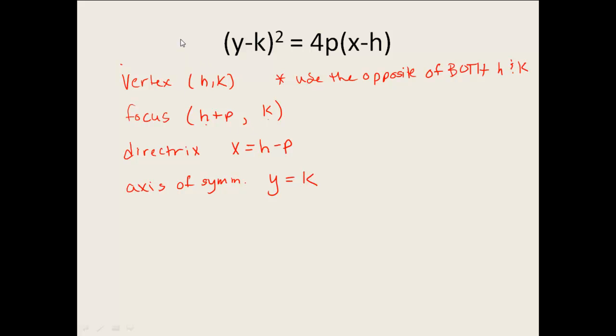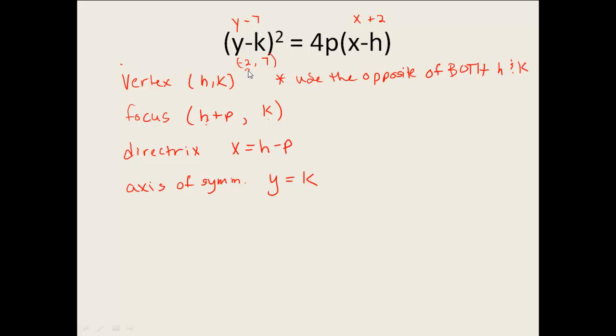So let's say my equation is y minus 7, and then over here I end up with an x plus 2. My h would be negative 2, and my k would be a positive 7. So down here, my h would still remain that negative 2.